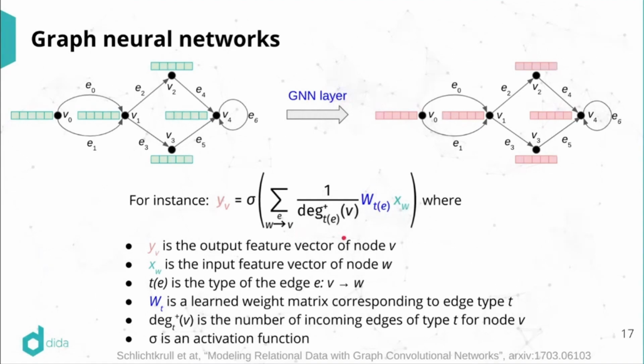Okay. And then last step, I apply a nonlinear activation function. Could be a ReLU, a sigmoid, whatever we like. Okay. So that's it. That's a formula for a perfectly fine and functioning GNN layer.